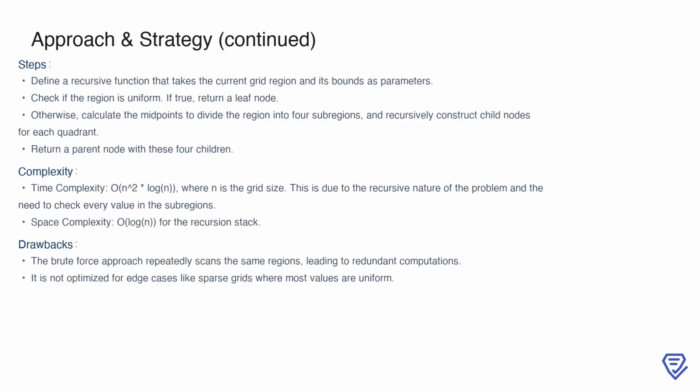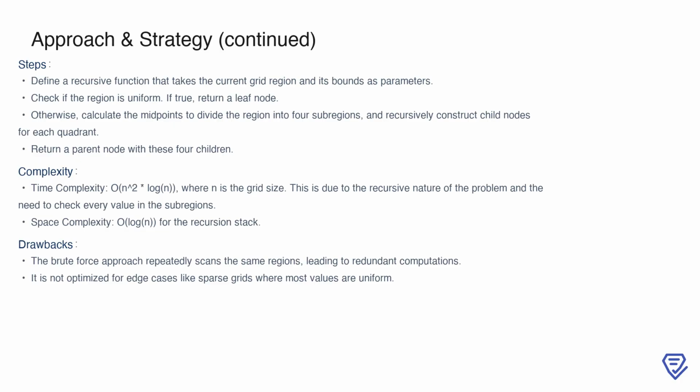The brute force divide and conquer approach can be broken down into a series of steps. First, we define a recursive function that takes the current grid region and its bounds as inputs. This function checks if the region is uniform. If all values are the same, we create and return a leaf node. If the region contains mixed values, we calculate midpoints to split it into 4 subregions. For each of these subregions, we recursively construct child nodes and return a parent node that links these children.